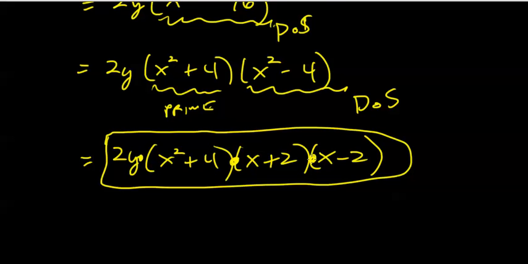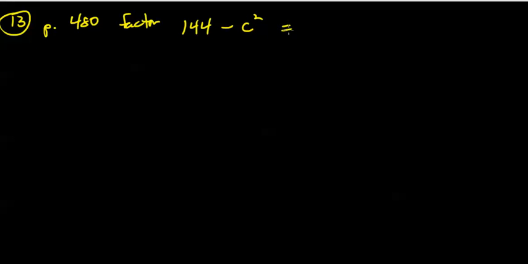I want to do 3 problems in the homework list before we end this lecture. This one's number 13 on page 480. I believe it's in your homework list. For this section, if I ask you to factor 144 minus c squared. Now don't panic if you don't have a variable expression first in a given binomial.